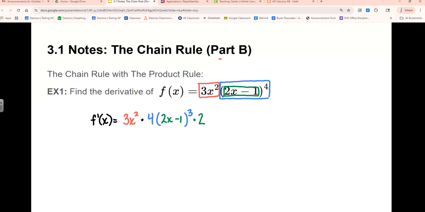Now, you feel like you were done. You are only halfway done, right? Because this is just f times g prime. Now we have to do g times f prime. So we will have plus 2x minus 1 to the 4th power times the derivative of 3x squared, which is 6x.